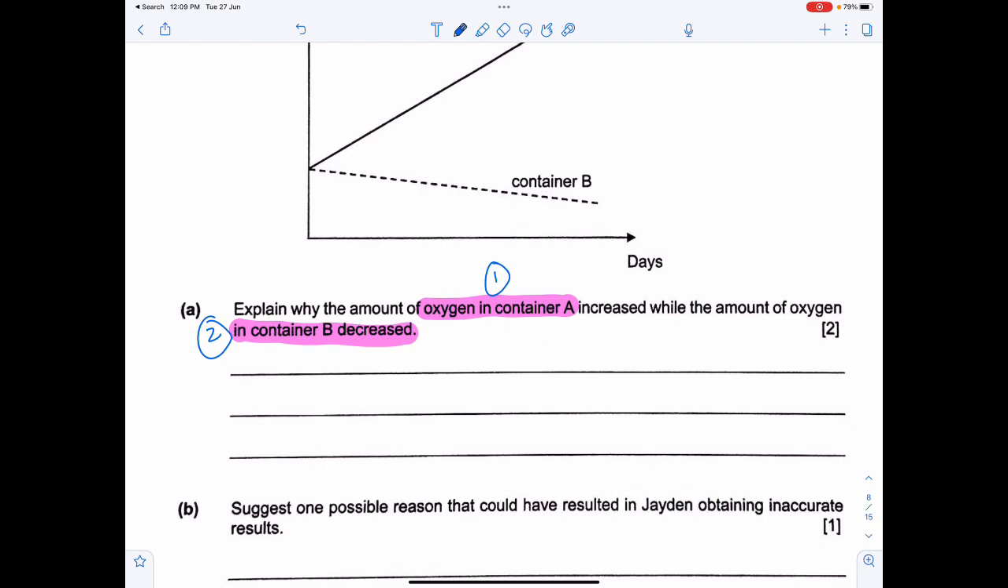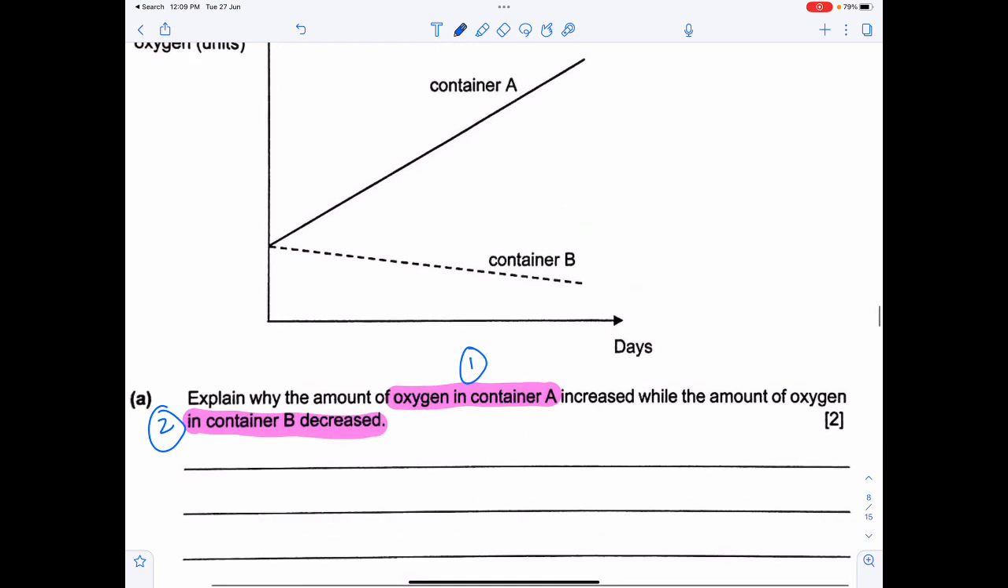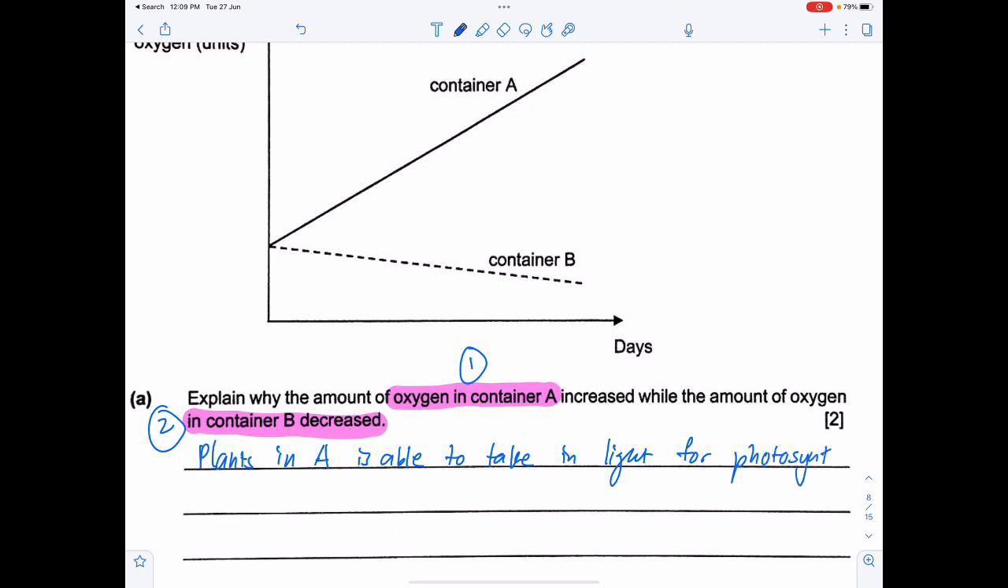Then after that, next, let's pen this down, the first part. So you would need to say that plants in A are able to take in light for photosynthesis. So the idea is that it's able to take in light, and then I must see photosynthesis, producing oxygen.